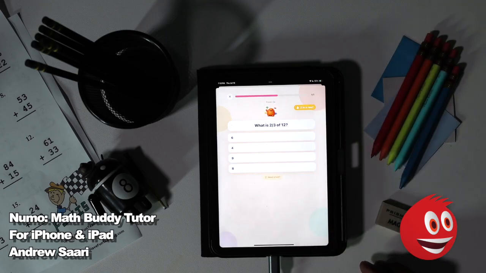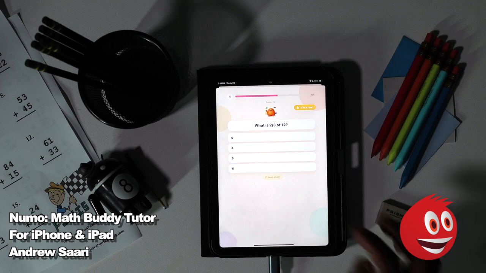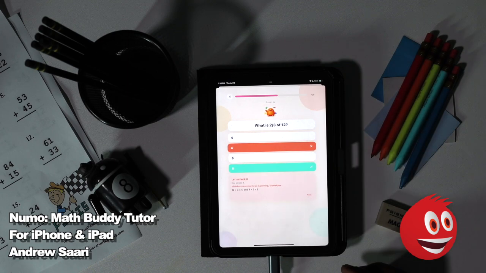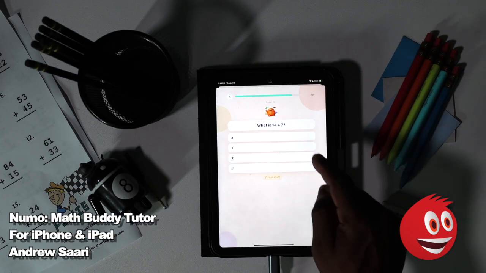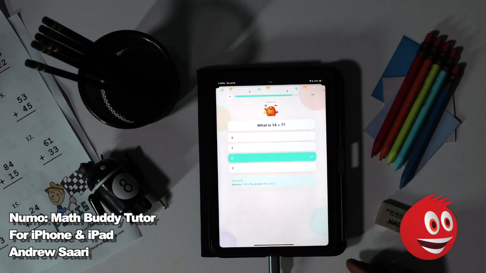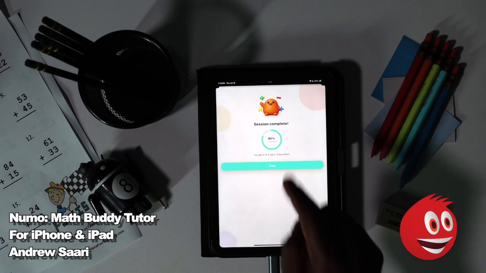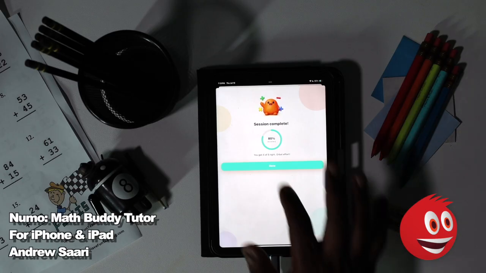And there we go. What is 2/3 of 12? Of course, you're going to divide that by 3. All right, and so there we go. And so we selected the wrong answer on purpose. All right, we're showing you guys a smorgasbord of things. What is 14 divided by 7? All right, we're going to go with that. All right, so 80% correct this time. And so you see how that works.